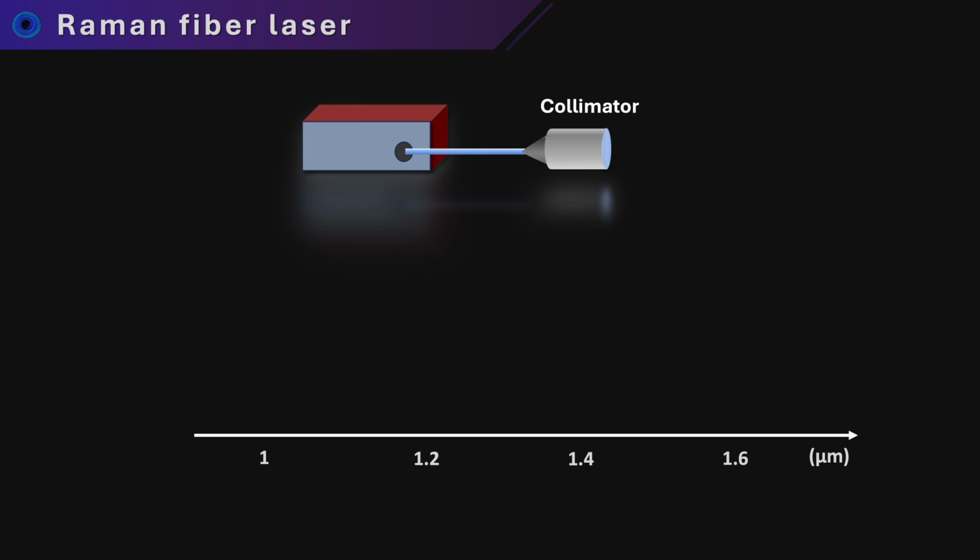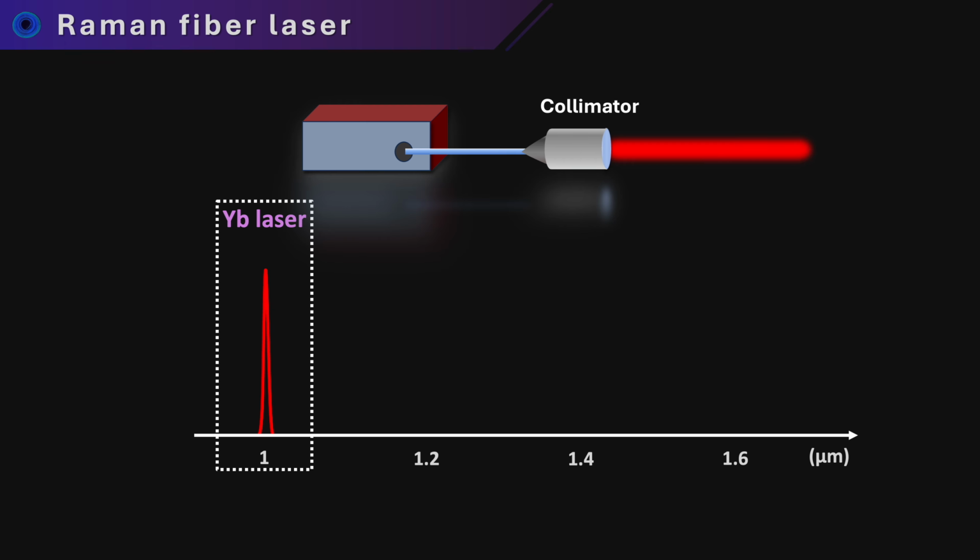In fact, by cascading multiple Raman shifts, we can cover a very broad range of wavelengths almost continuously. So to summarize, conventional fiber lasers give us only fixed wavelength bands like 1 micron, 1.5 micron, 2 micron, etc. On the other hand, Raman fiber lasers give us the flexibility to access almost any wavelength thanks to stimulated Raman scattering. So the specific kind of lasers that I work on is Raman fiber lasers.